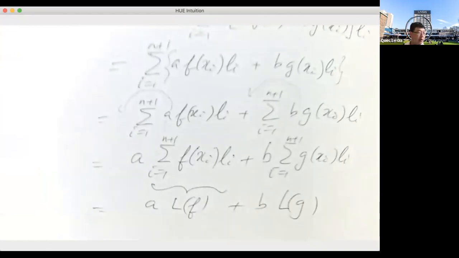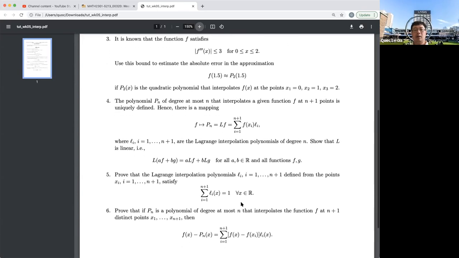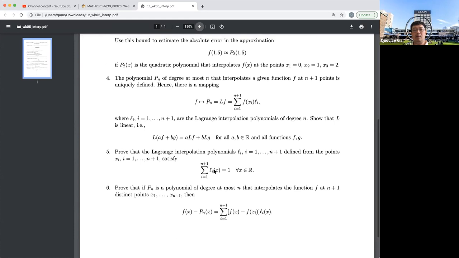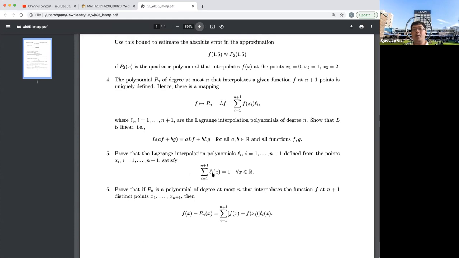Okay. So now the next one. The next question is very interesting. It's number 5, and actually this one is an exam question from last year or 2 years ago, I forgot. But you see now, the sum of Li, the sum of all the Lagrange interpolation polynomials, equals 1 for all x, not only for 1 point, but for all x.